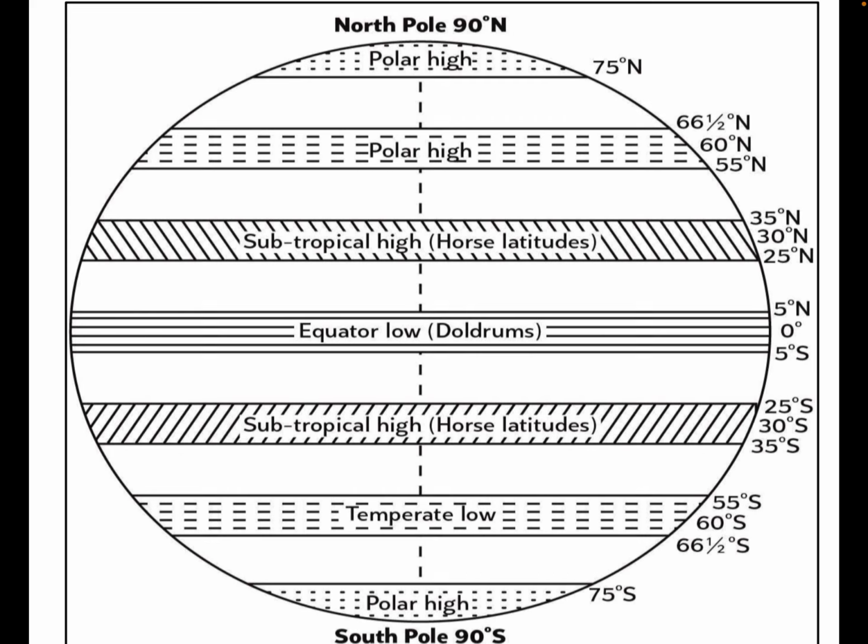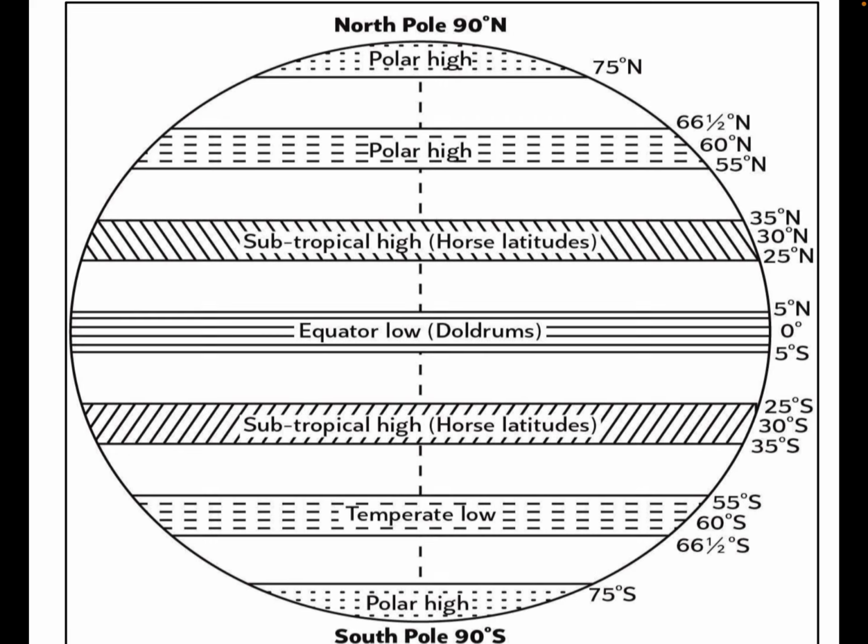If there is winter in the northern hemisphere, it means the sun's position is a little bit south of the equator. That's why there is a shifting of the ITCZ towards the southern hemisphere. So the position of the ITCZ is subject to shift according to the position of the sun.